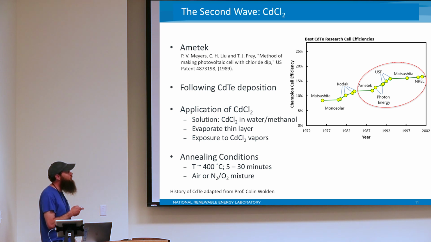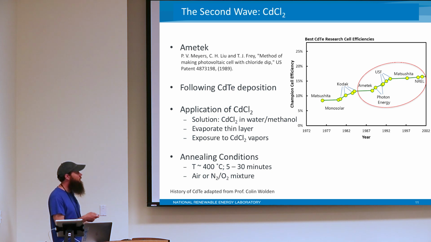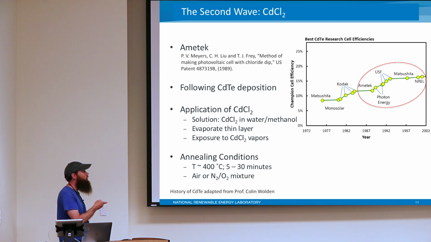There are different ways in which you can do it. You can dip it in a solution of cadmium chloride and then heat it up. You can just evaporate a thin layer and then heat it up. Or you can just put it in an ambient where it's hot. Typically, your growths of the CadTel might be on the order of 500 to 600 Celsius. The annealing conditions are at least 400 C for cadmium chloride.